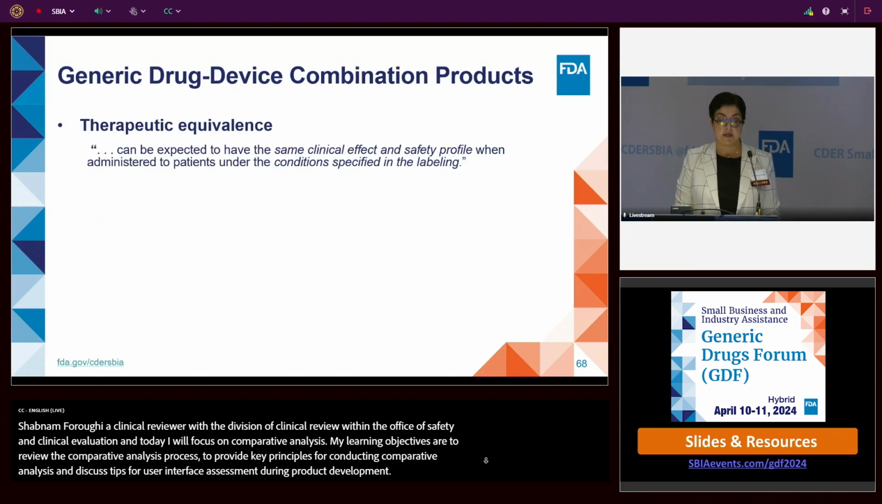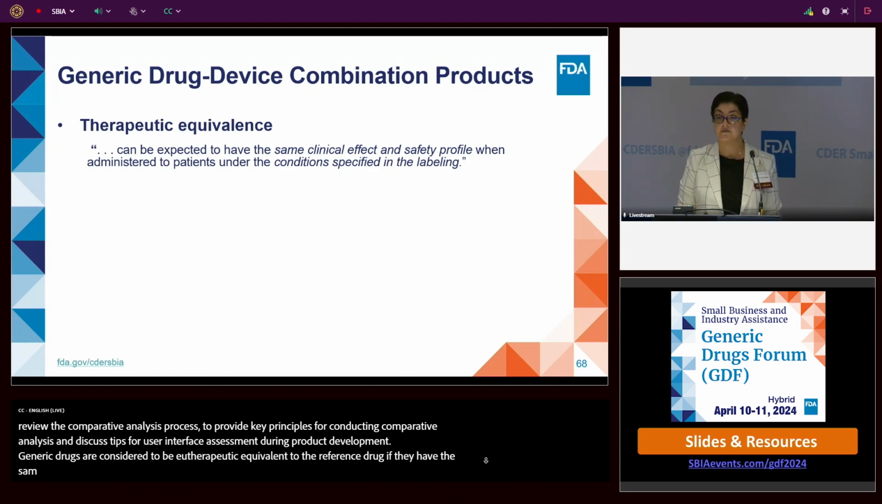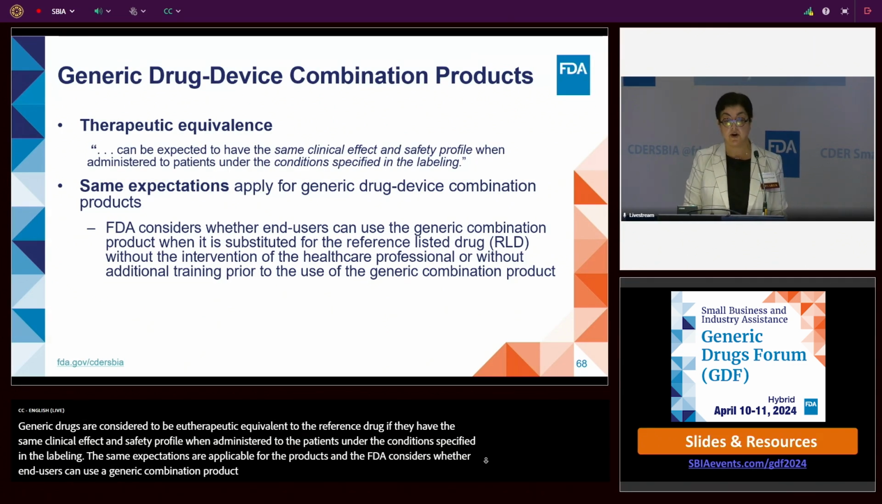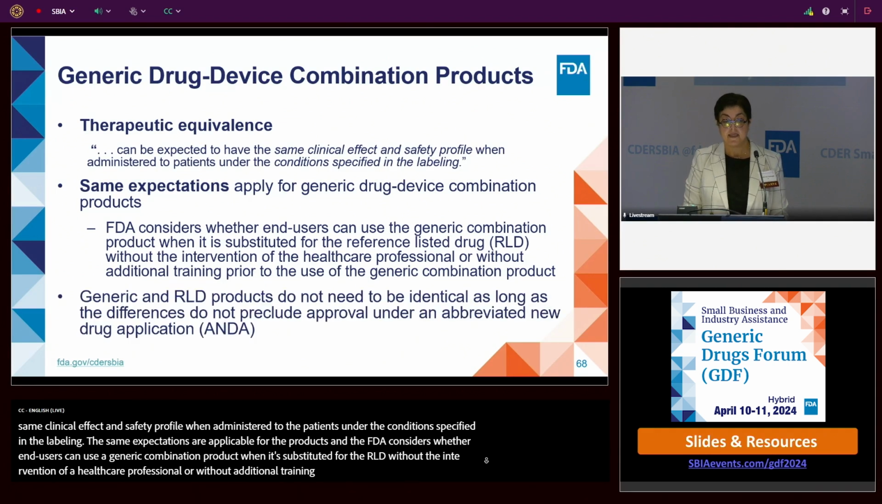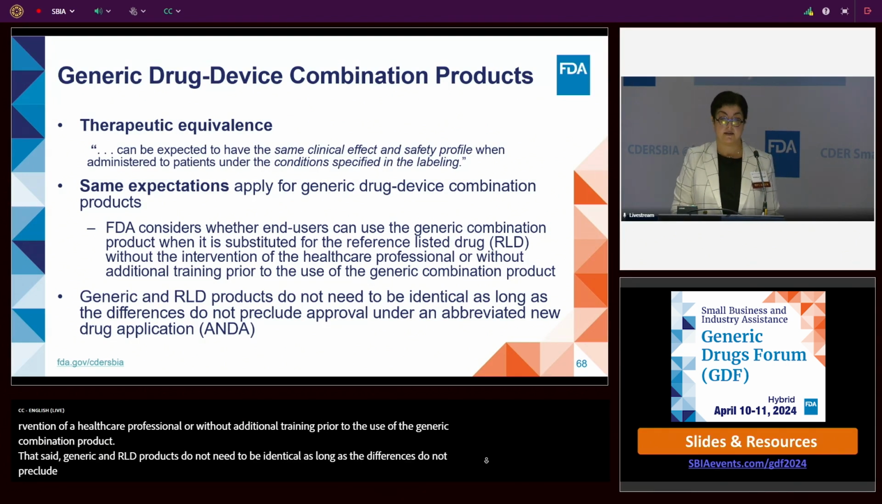Generic drugs are considered to be therapeutically equivalent to the reference drug if they have the same clinical effect and safety profile when administered to the patients under the conditions specified in the labeling. The same expectations are applicable for the generic drug device combination products, and FDA considers whether end users can use a generic combination product when it is substituted for the RLD without the intervention of the healthcare professional or without additional training prior to the use of the generic product. That being said, generic and RLD products do not need to be identical as long as the differences do not preclude approval under an ANDA.